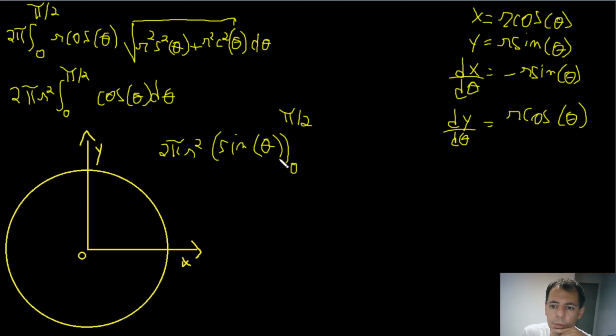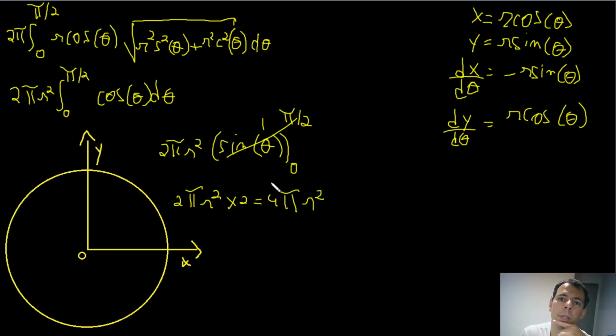What is the sine of 0? The sine of 0 is 0, and the sine of pi divided by 2 is 1. So this whole thing here just becomes 1, and you have 2 pi r squared. Now, this is just for half of the sphere, so you have to multiply this by 2, and you're going to have 4 pi r squared. That is the formula of the surface area of a sphere. So we already found this, 4 pi r squared.